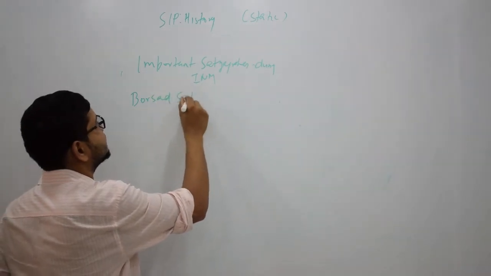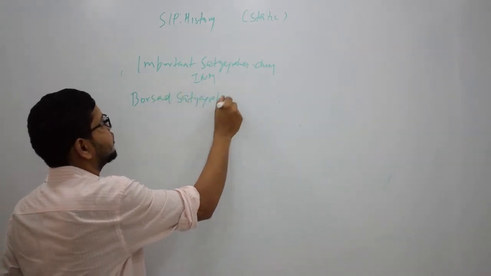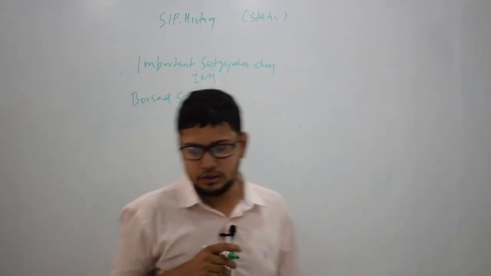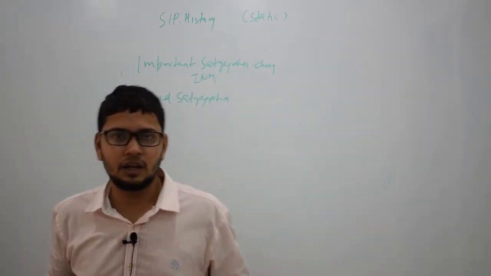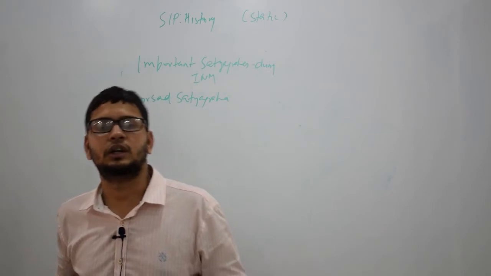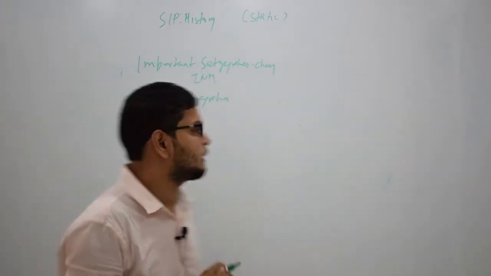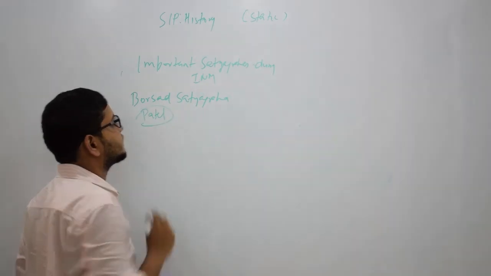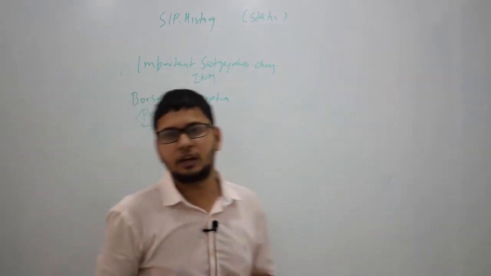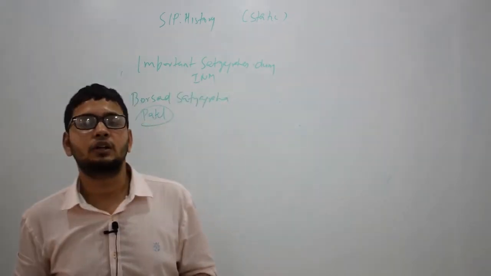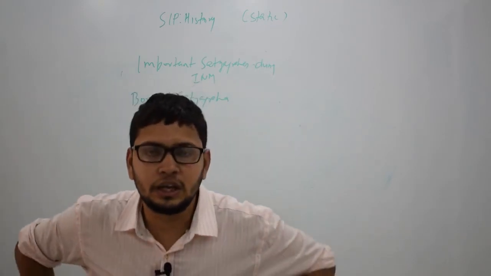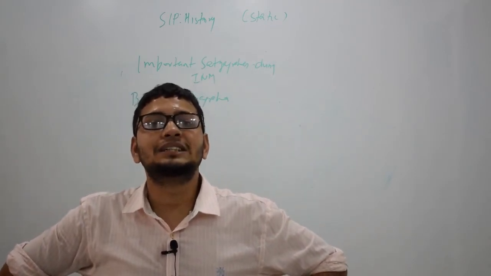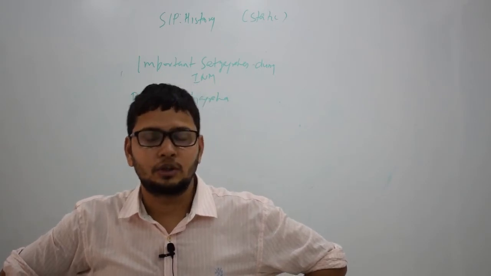So this Borsad Satyagraha. Sardar Vallabhbhai Patel was associated with this Satyagraha. And what really happened was that there was an increase in dacoity in the Borsad area of Gujarat, and to fight against dacoity, the government imposed a tax on the farmers or the peasants.